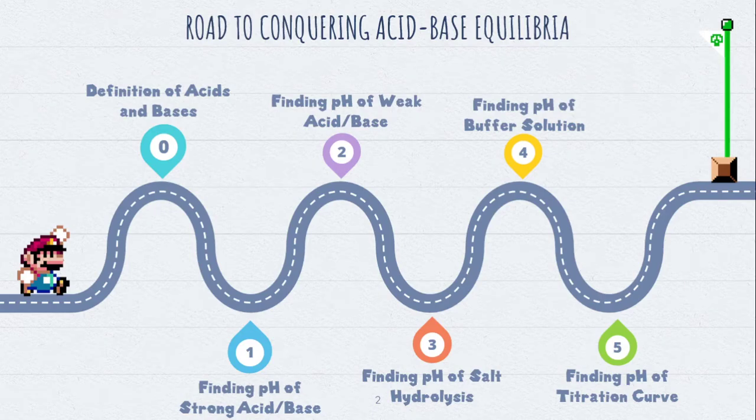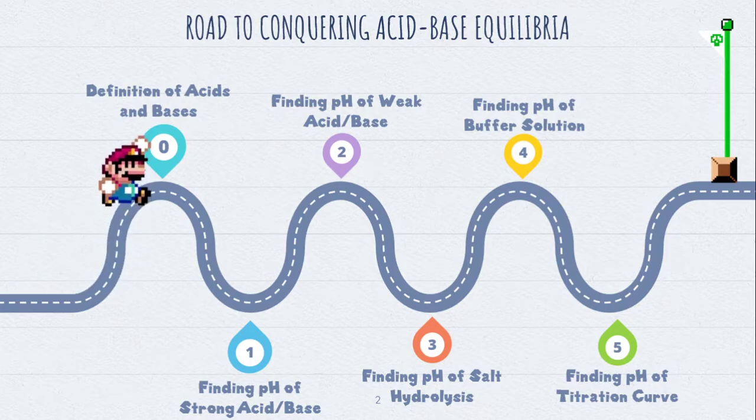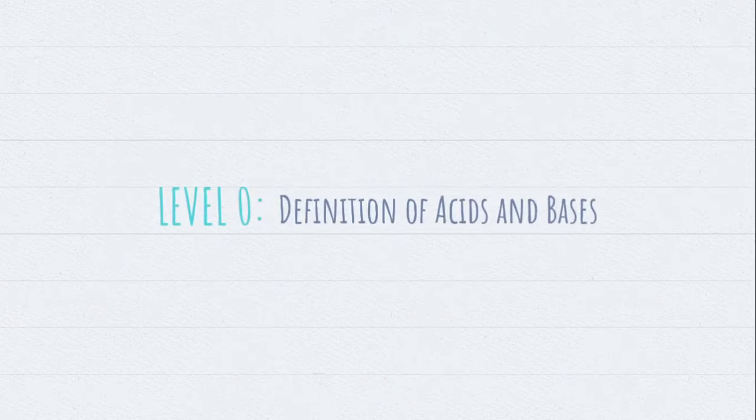There are 5 levels to conquering acid-base equilibria. And we're going to do some preparation first by looking at the definitions of acids and bases. You should have learned this many months ago, but if you've forgotten or you're not confident in it, fret not. Let's do it again. Let's do our preparation properly.